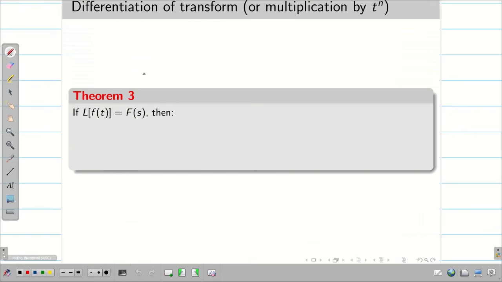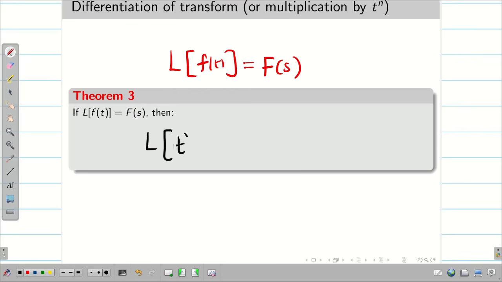In today's session, we are going to see the concept of differentiation of a transform or multiplication by t power n. So if L of f of t is going to be capital F of s, then if I multiply t power n with f of t, how to tackle these kinds of problems. That is what we are going to see in this session.